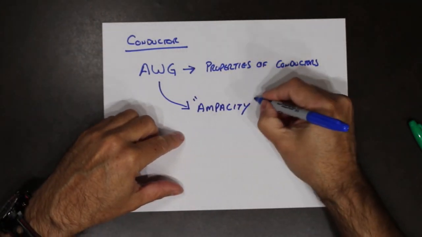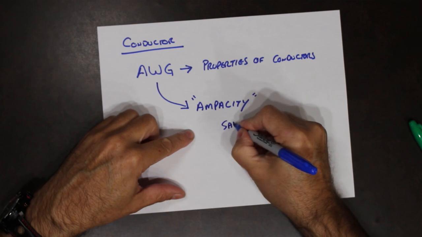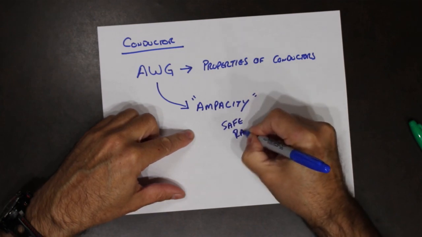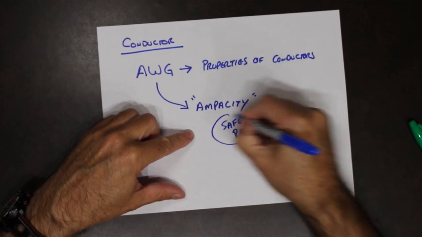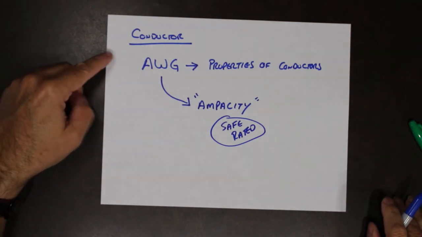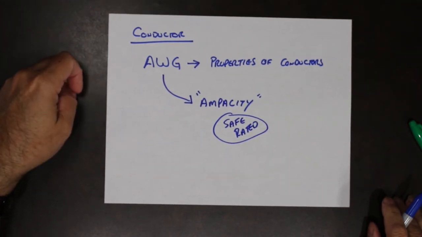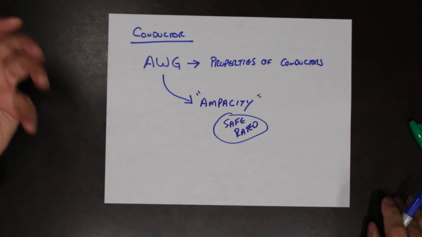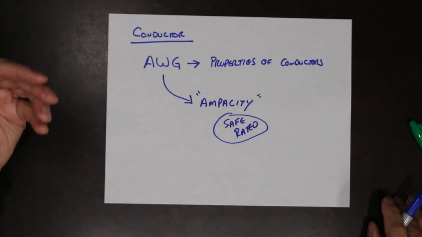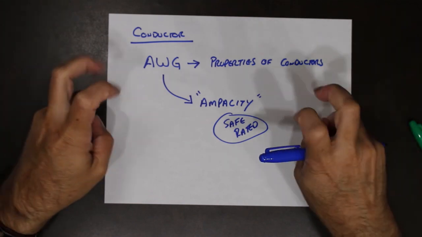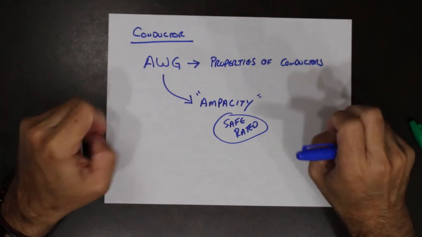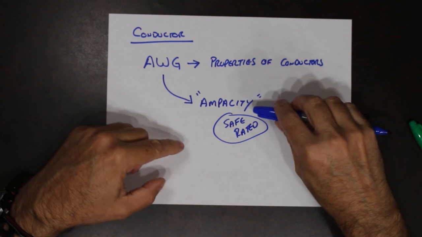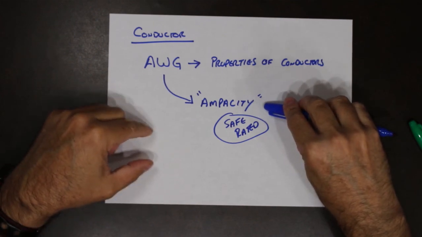Ampacity, again, is the safe rated current for a conductor. So for a given size conductor with a given insulation, what is the maximum safe amount of current that can actually flow through the conductor?